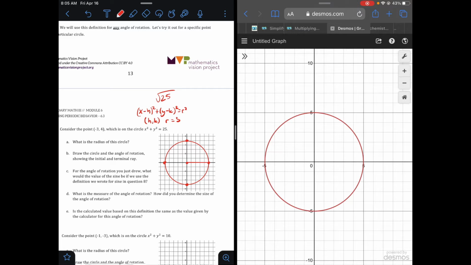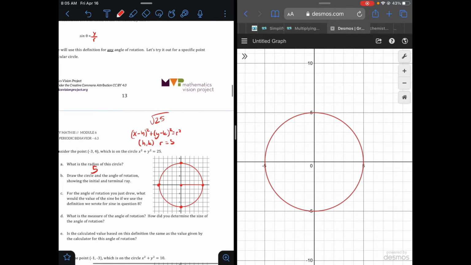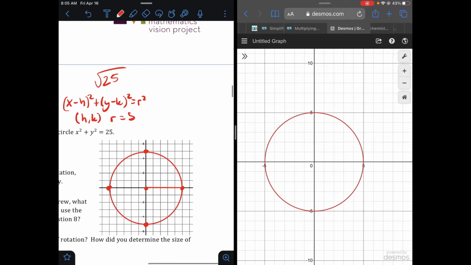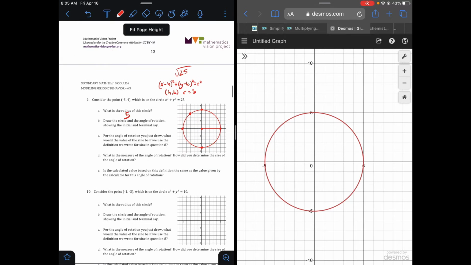Perfect. So it asks for what's the radius of the circle. That's going to be 5. And it says draw a circle and the angle of rotation showing the initial and, oh okay, so they're looking for -3, 4. So we're going to go 1, 2, 3, 1, 2, 3, 4. All right, very nice.